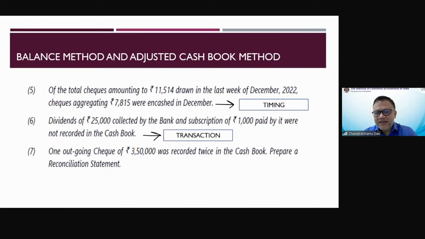Now, this is a transaction difference because dividends are collected by the bank and a subscription of 1,000 was paid by it, which is not recorded in the cash book. Out of that, the dividend is actually an inflow because it is a bank receipt, and this 1,000 is a bank payment.